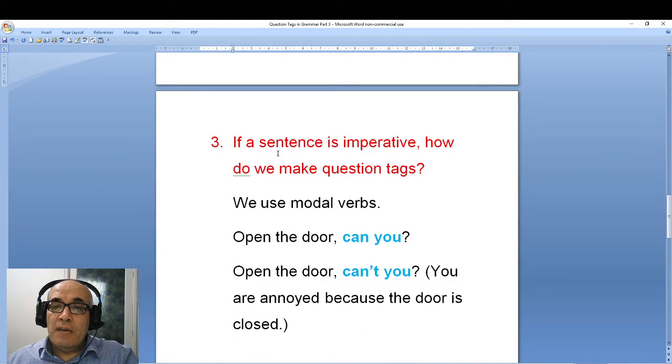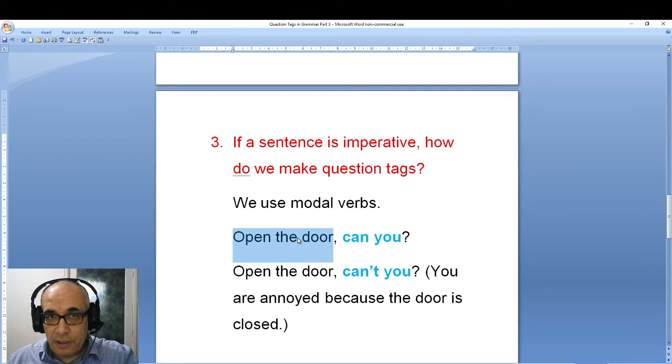Again, if a sentence is imperative, how do we make question tags? We use modal verbs. Open the door. So this is an order. It's imperative. Imperative means an order. So this sentence is imperative. It's an order. How do I make a question tag?